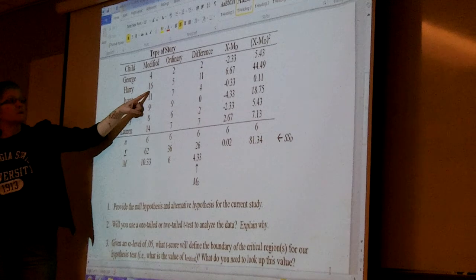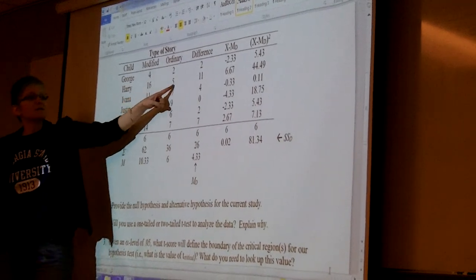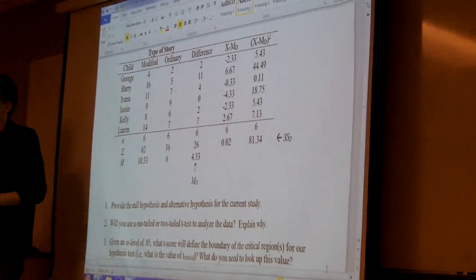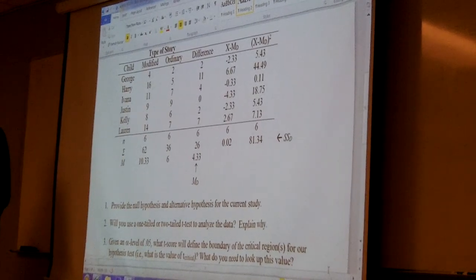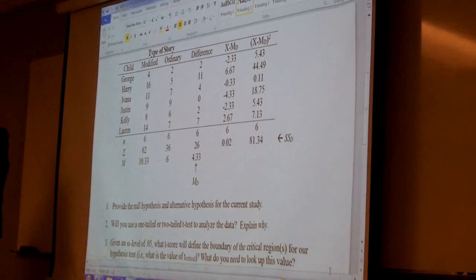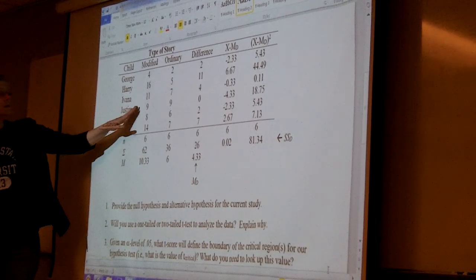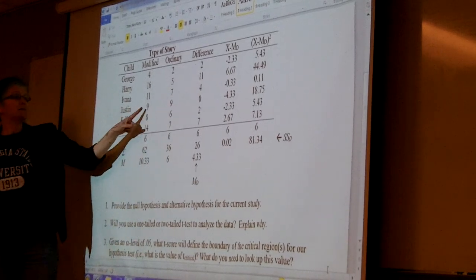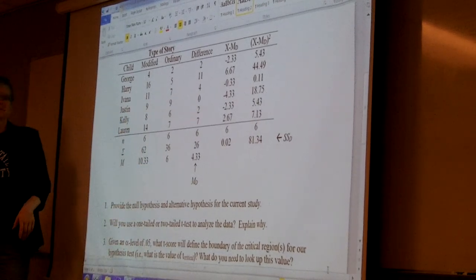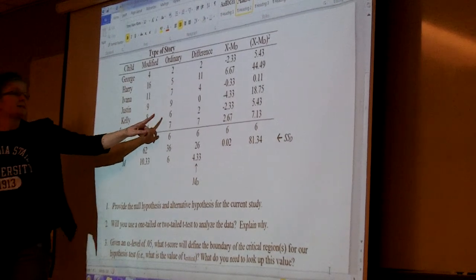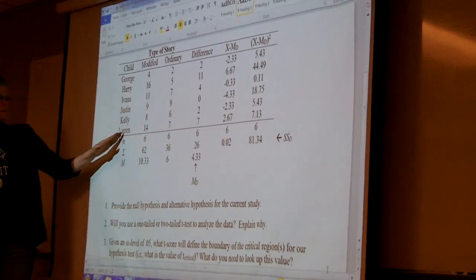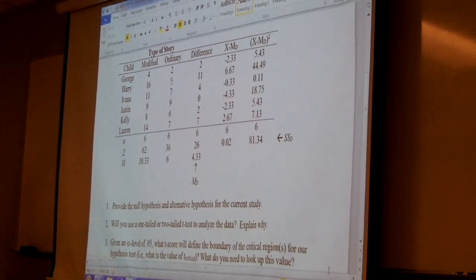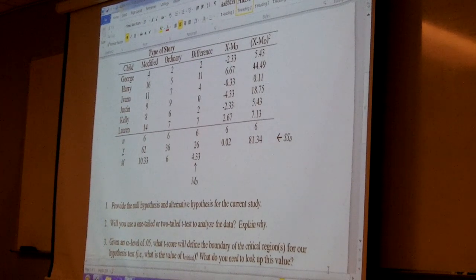Harry read the modified story for 16 minutes, the ordinary story for 5 minutes, and his difference score was 11. So he really liked having his name in the story. Harry's all about Harry. Ivana, 11 and 7, the difference is 4. Justin, 9 and 9, Justin doesn't care. Kelly, 8 and 6, with a difference of 2. Lauren, 14 and 7 with a difference of 7. Okay, so that's where those difference scores are coming from. Is everybody clear where those are coming from?